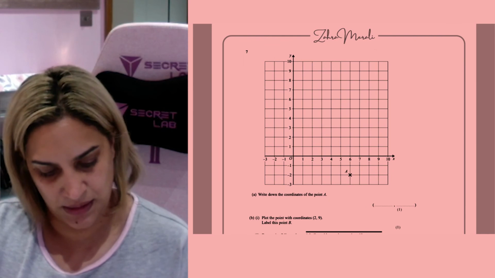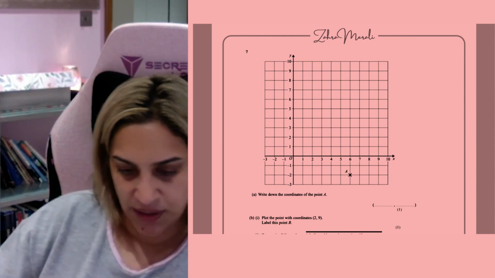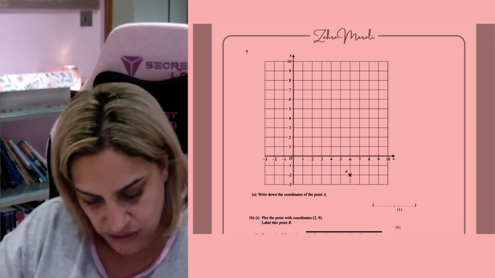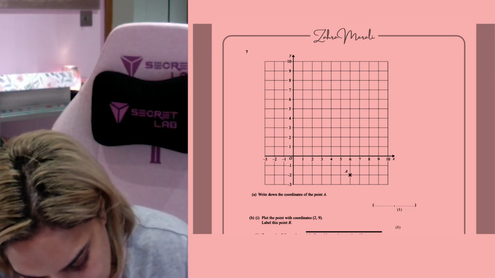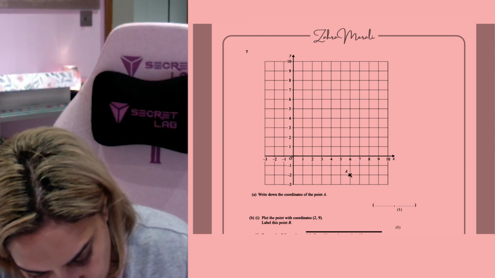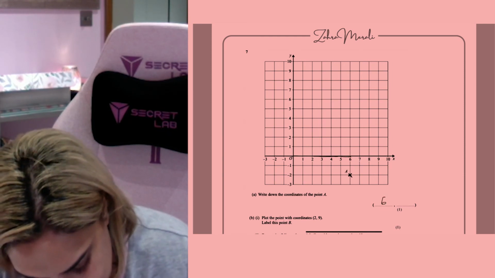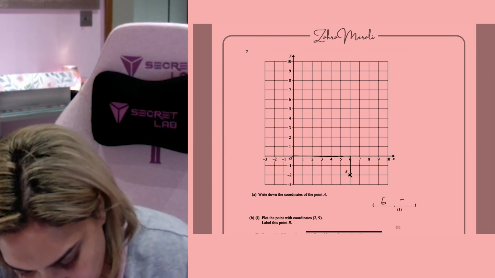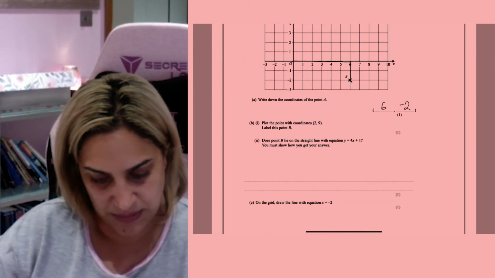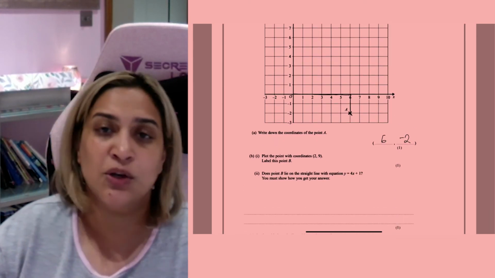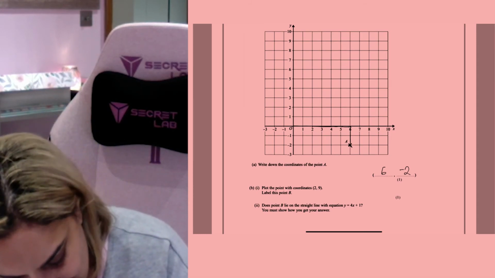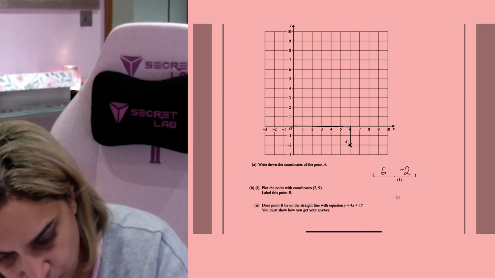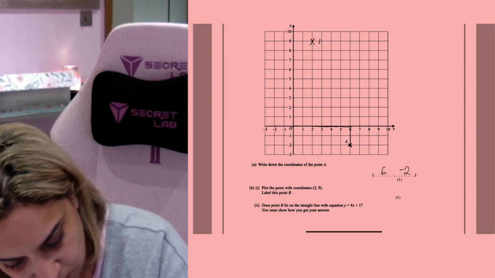Let's see. We've got another one where we're going to write the coordinates. So we want to write the coordinates of A. Our A is here. We're starting at 0. We're going along 6. So our x is 6. And we're going down 2. So y is -2. And then it says plot the coordinates 2, 9. Okay, so x is 2. So 2 along and 9 up. And we're going to label that B.